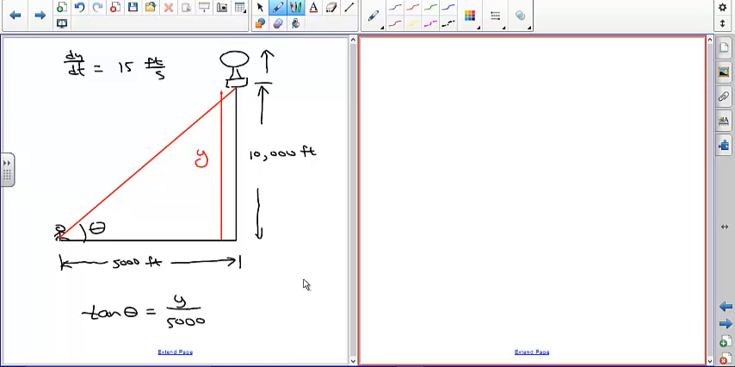So now what we're trying to find is d theta dt. What is the rate of change in the angle?